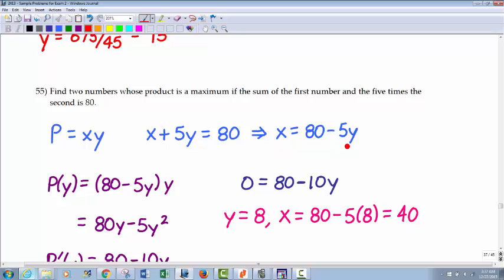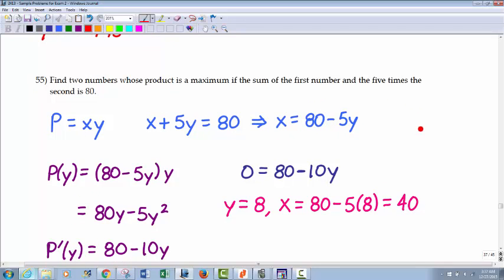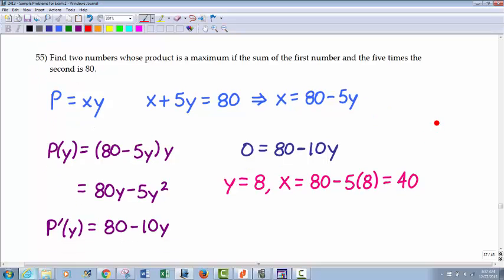X equals 80 minus 5y. Now I did something a little bit different this time. In other words, I went ahead and solved it in terms of y, which is perfectly fine. I guess it just didn't feel like messing with the fraction. I could have solved for y in terms of x, but I solved it this way. I don't have to worry about a 1/5 or anything like that. So either way, we'll still get the correct two numbers.